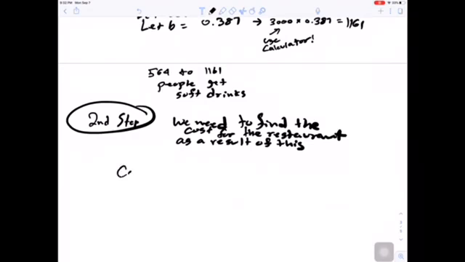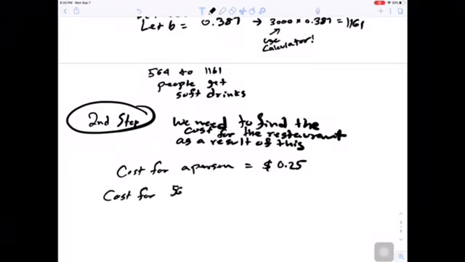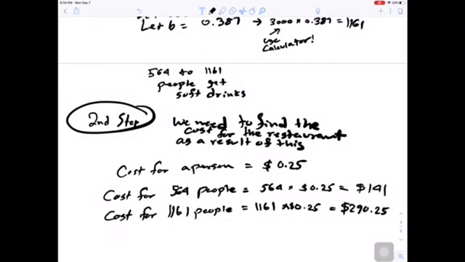The calculation is actually really simple. All you have to do is multiply A and B respectively by 0.25, which is the cost for a person. So you can find the total cost for 564 people and 1,161 people. Okay, so now we have our final cost, our final values. So that's basically our 95% confidence interval for the estimate of the cost for the restaurant. And that would be between $141 and $290.25. So that would be our range.